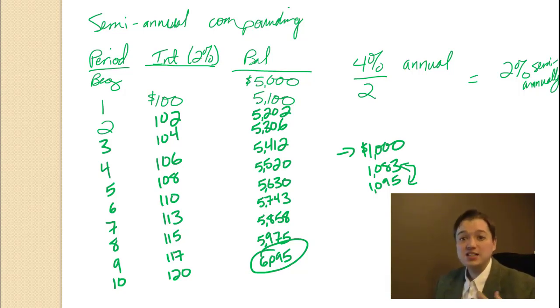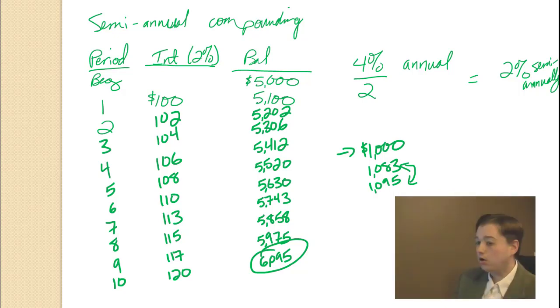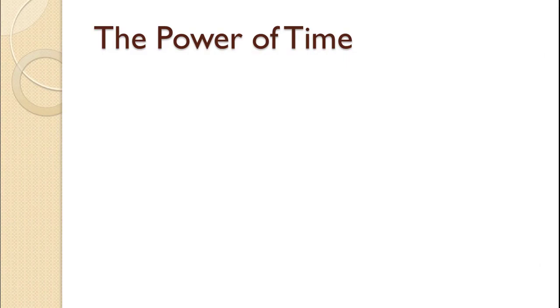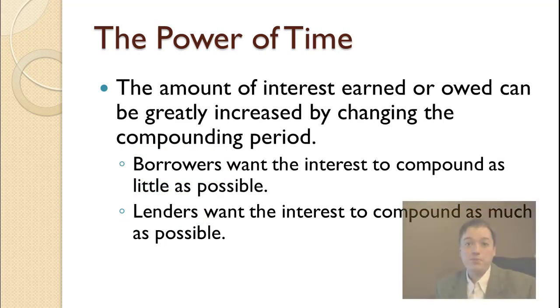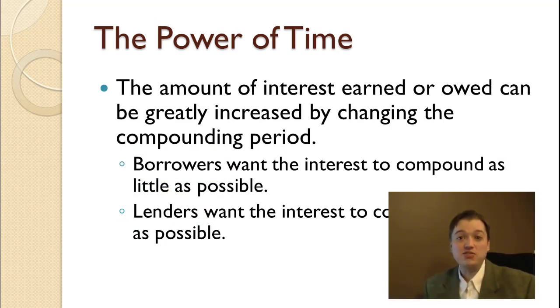And because compounding can add up to so much money, we often talk about the power of time. The amount of compounding that we do greatly increases the amount of interest earned or owed, especially as the numbers get bigger. So as a borrower, we want the interest to compound as little as possible. As a lender, we want it to compound as much as possible. Best example of this difference between borrowers and lenders, we actually have ourselves in our own savings accounts and either credit cards or other payments that we're making.